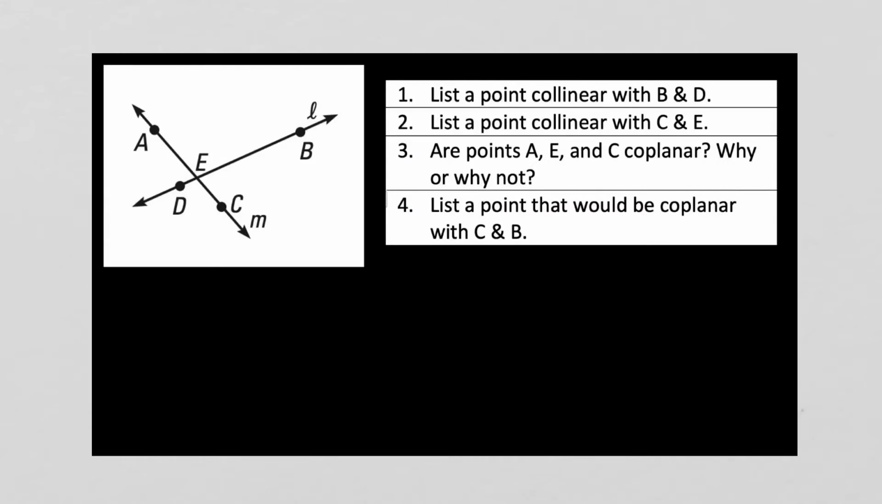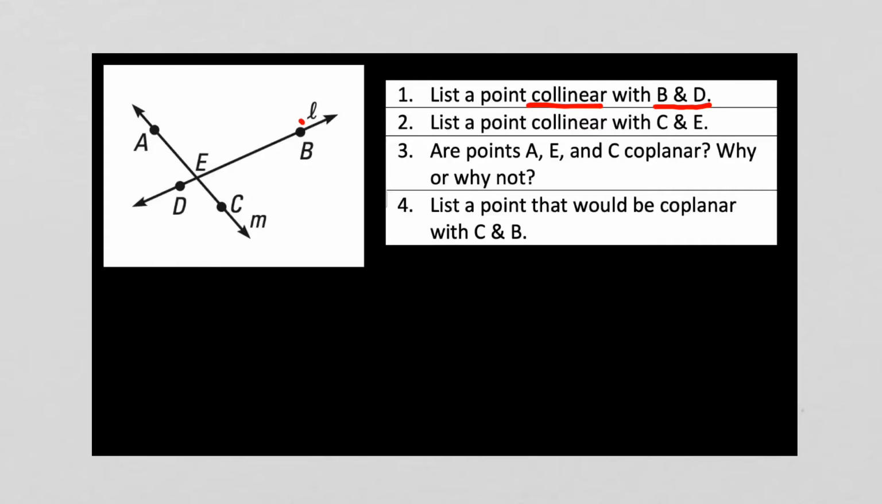So what I've done for this video is I have a couple different diagrams, and with each one I have different questions. Some may be repeats, but they're just questions I really need you to know for the test on Thursday. So number one, I asked you to list a point collinear with B and D. So remember, collinear means I can connect them with one line.